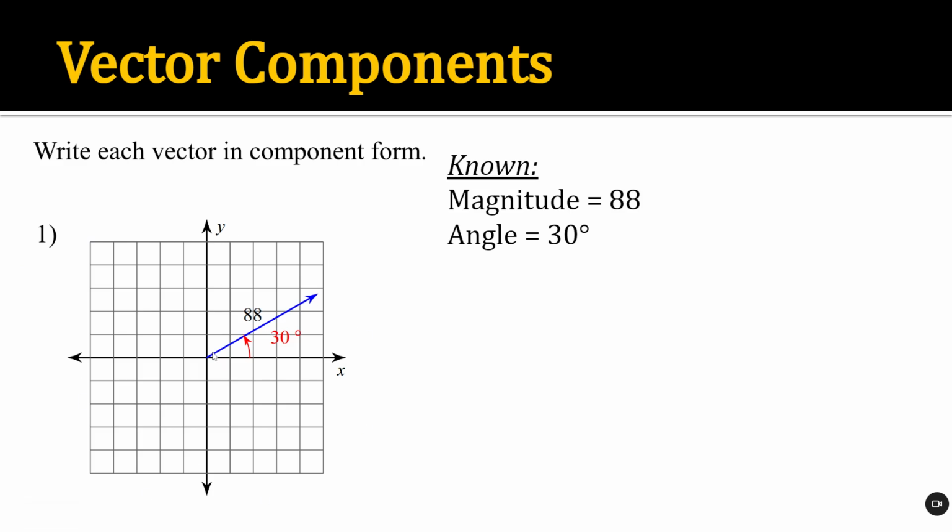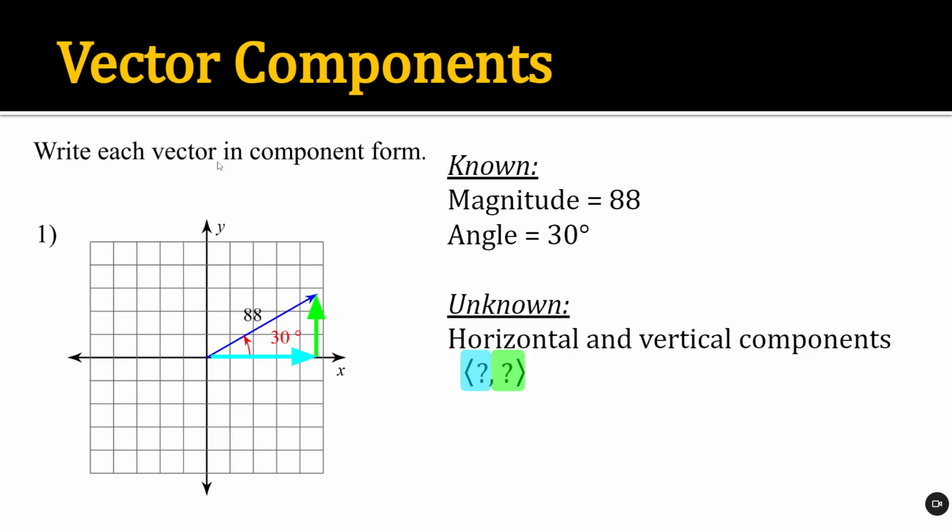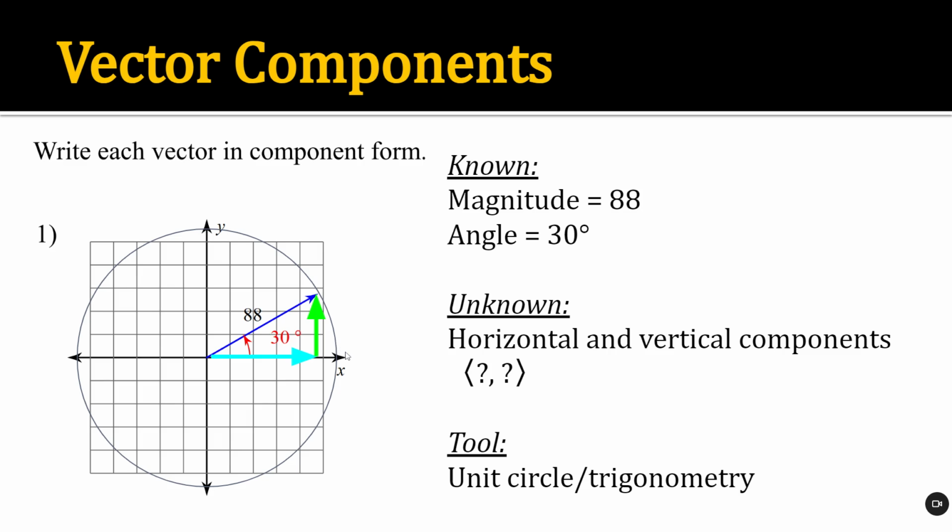Let's see, we've got a coordinate grid, we have this blue vector over here, and this 88 seems to be labeling its magnitude. This red direction angle is 30 degrees. So it looks like we know that we have a vector whose magnitude is 88 and whose angle is 30 degrees. And what exactly are we looking for? Well, we want its component form, so we actually need two pieces of information, its horizontal component and its vertical component. And what tools could be useful to solve this problem? We're going to use the unit circle and trigonometry as our main tools to solve the problem.